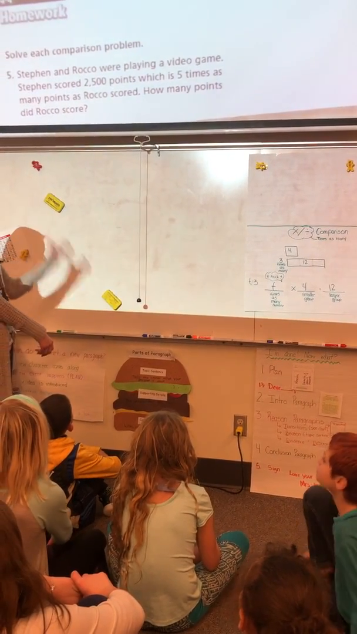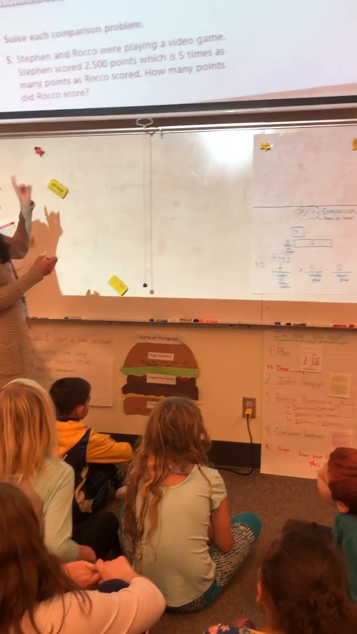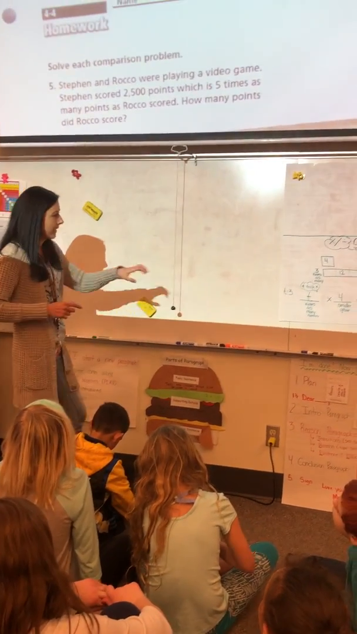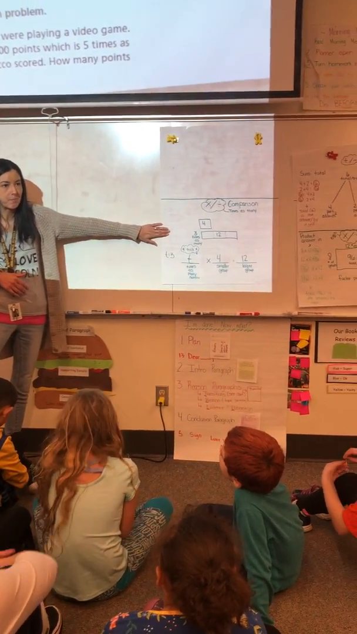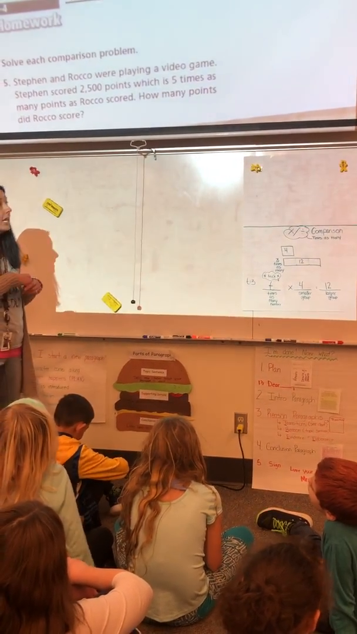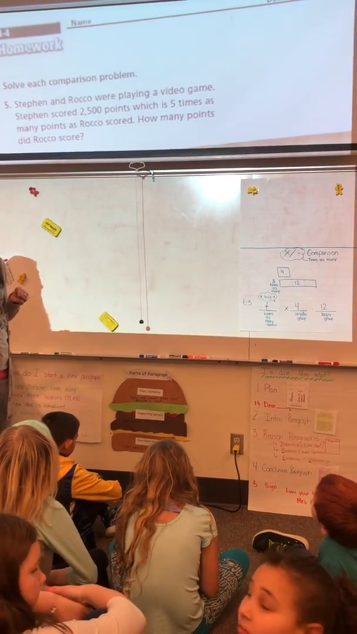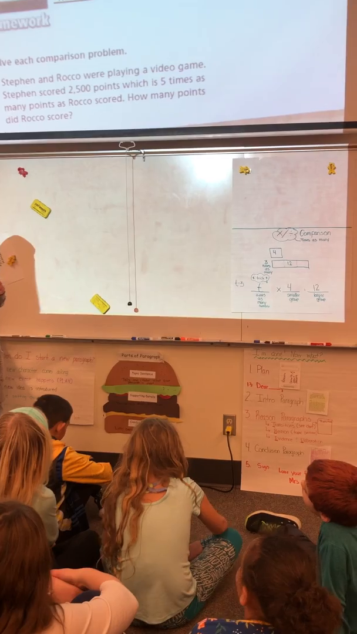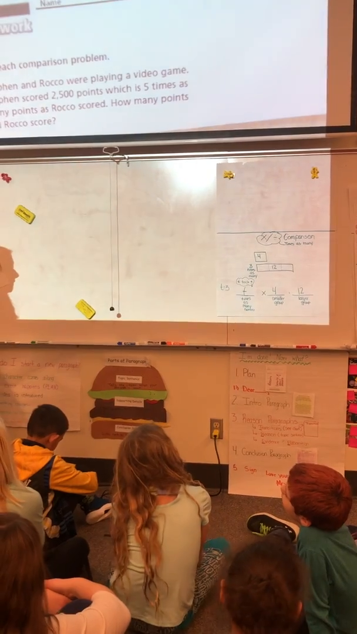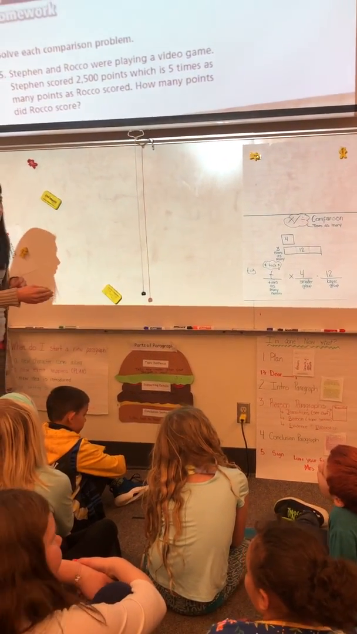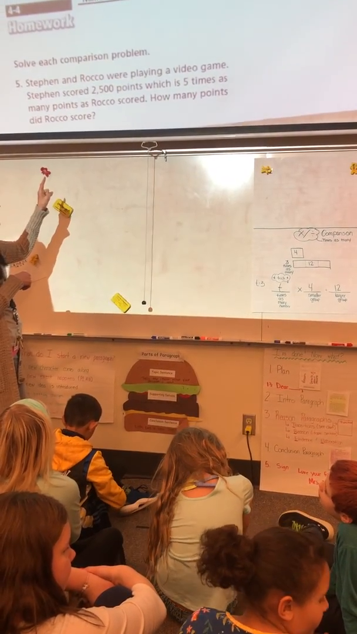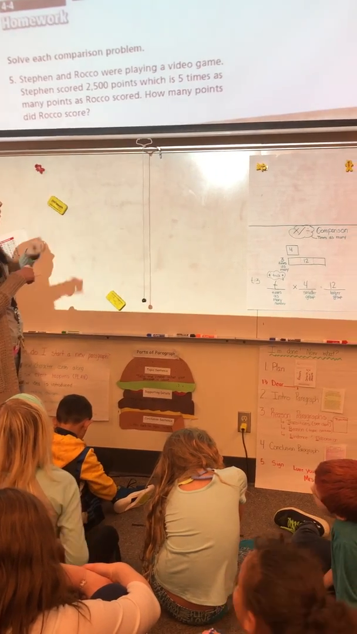Okay, so I know we're comparing Stephen's score to Rocco's score. And Stephen scored 2,500 points, which is 5 times as many. That "times as many" tells me this is the kind of drawing I'm going to do. And then I go, okay, I have to figure out who had more points, Stephen or Rocco. And I can replace the "5 times as many" with "5 times more" so that I can easily understand that. Listen, Stephen scored 2,500 points, which is 5 times more than Rocco. Oh, so Stephen scored more because his score was 5 times more than Rocco's.